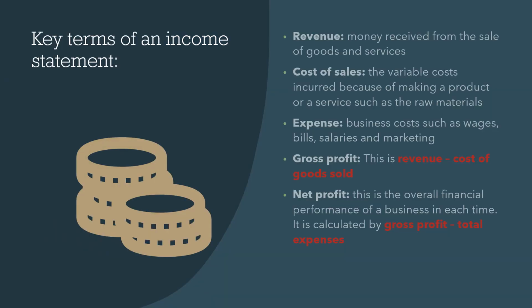So here are the key terms of an income statement. Revenue, that's the money that's received from the sale of goods and services. The cost of sales is the variable cost incurred because of making a product or a service, such as the raw materials. Expenses are business costs such as wages, bills, salaries, and marketing. The gross profit is the revenue minus the cost of goods sold. And the net profit, which is the overall financial performance of a business in a time period, is calculated by gross profit minus the total expenses.